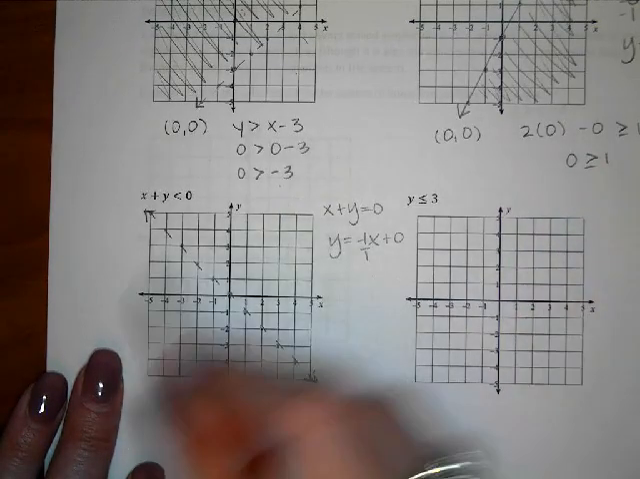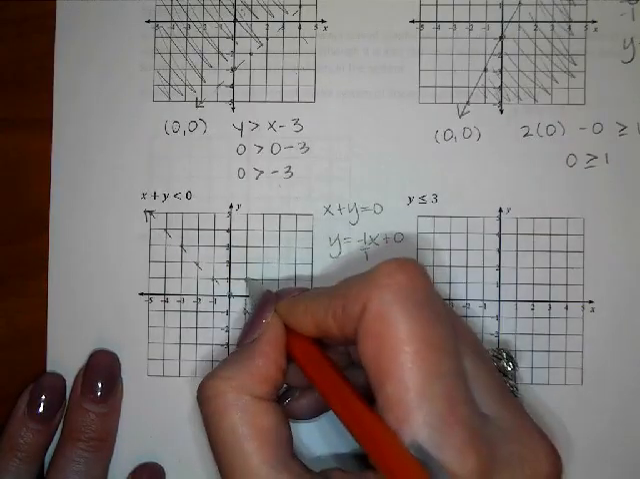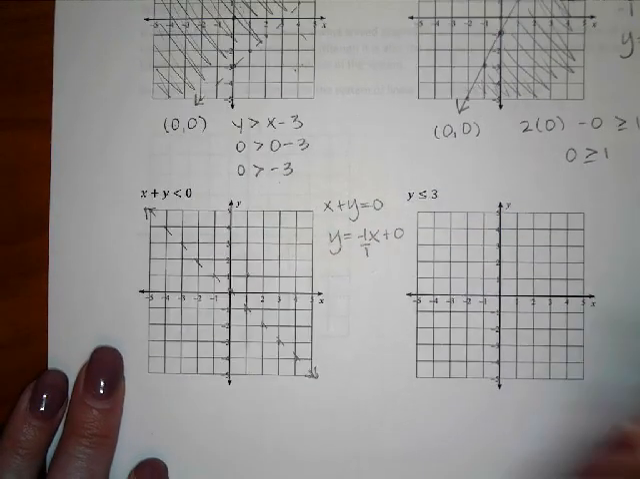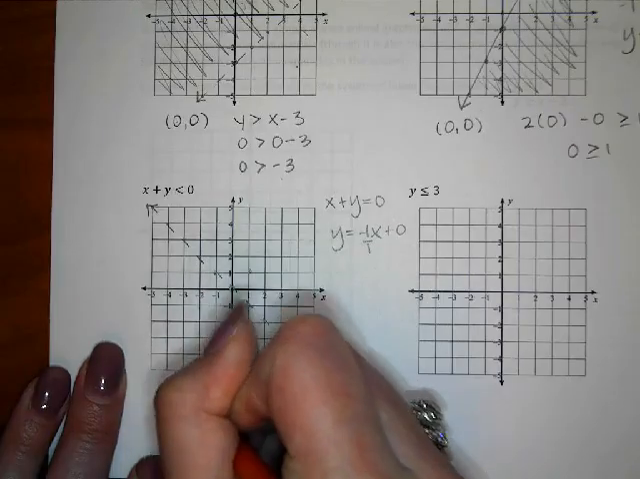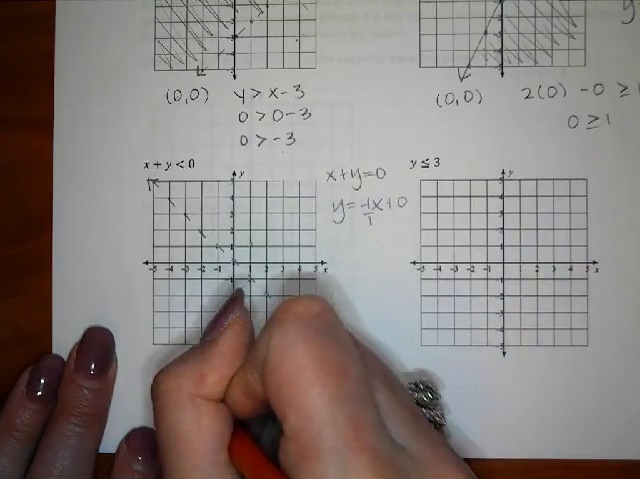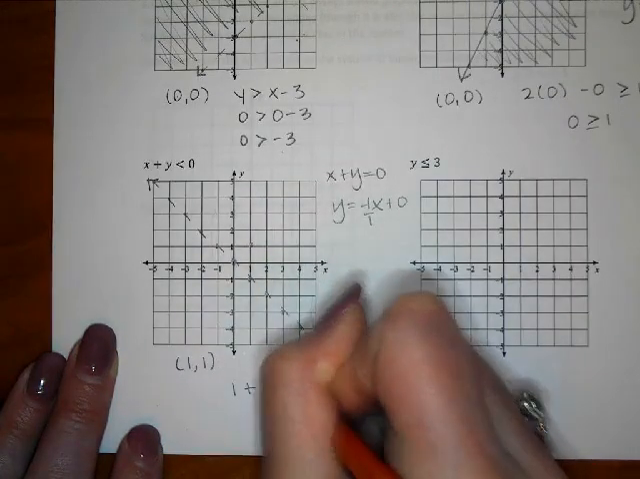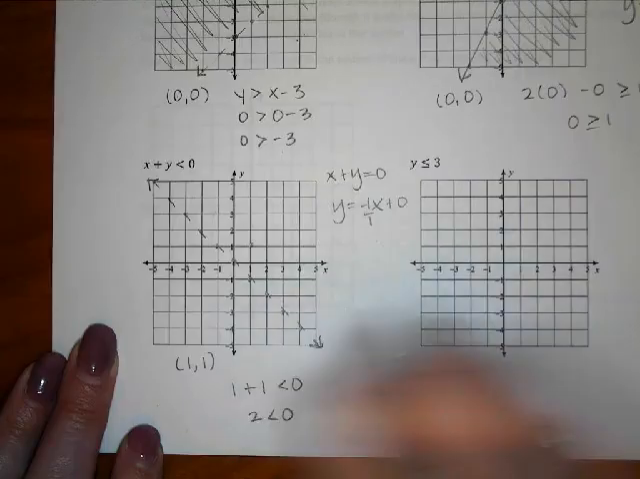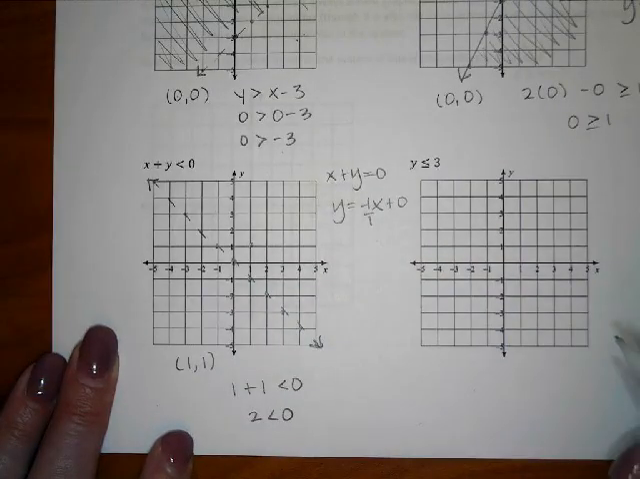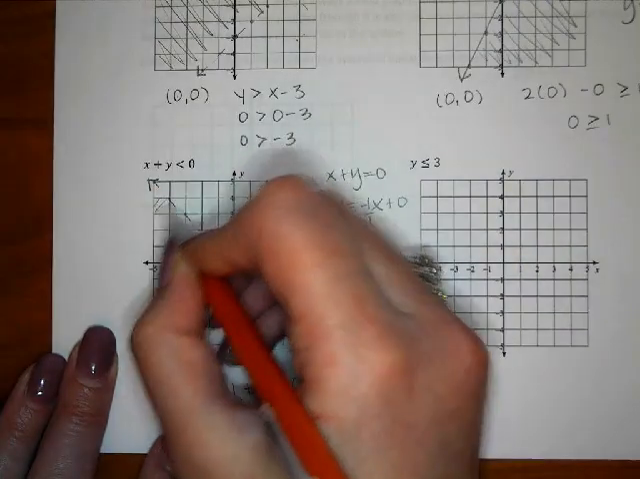So I can pick any other point to plug in as long as it's not on the line. And if 0, 0 doesn't work, then usually I will pick 1, 1. And again, I pick it just because it's easy to plug in. So x plus y, 1 plus 1 is less than 0. 2 is less than 0 is a false statement, so this would be the false side, and that would make this side the true side.